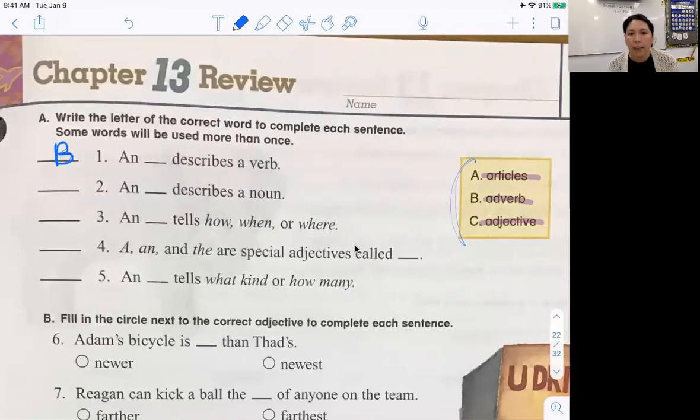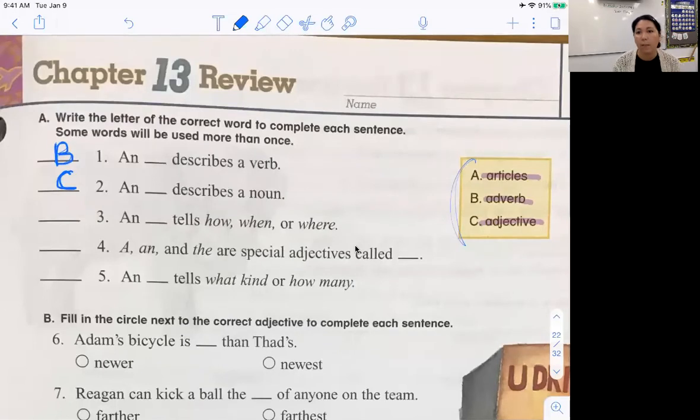Okay, let's look at number 2. Blank something describes a noun. So what describes a noun? Article, adverb, or adjective? Try to think of our video yesterday. What describes nouns? Adjectives. So put a C here. Okay, now you're gonna do the same thing for 3, 4, and 5.